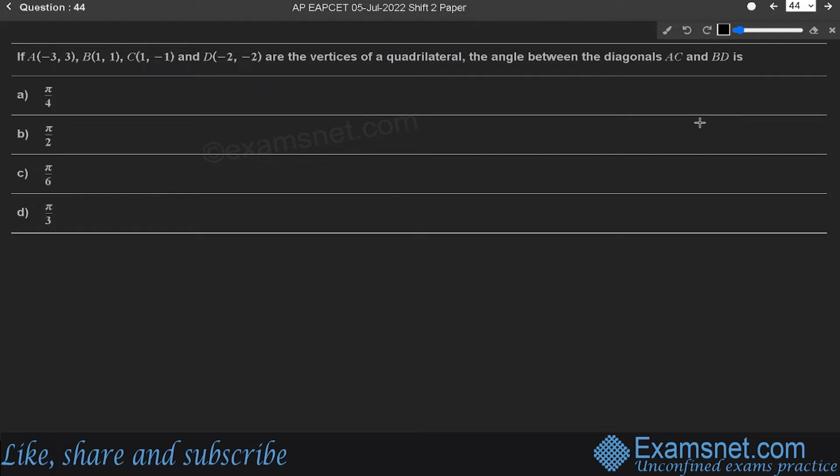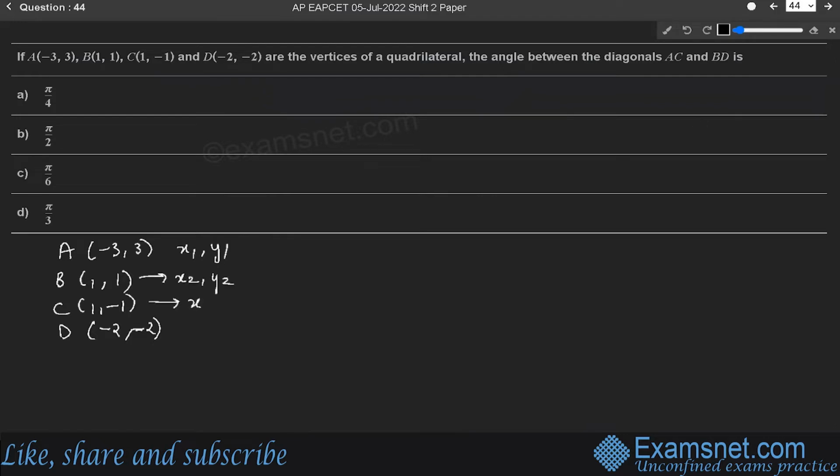Next question is, if A (minus 3, 3), B (1, 1), C (1, minus 1), and D (minus 2, minus 2) are the vertices of a quadrilateral, the angle between the diagonals AC and BD is. We have 4 points. Consider this as x1, y1. Consider this as x2, y2. Consider this as x3, y3. And consider this as x4, y4. Using distance formula, we can find the distance here.